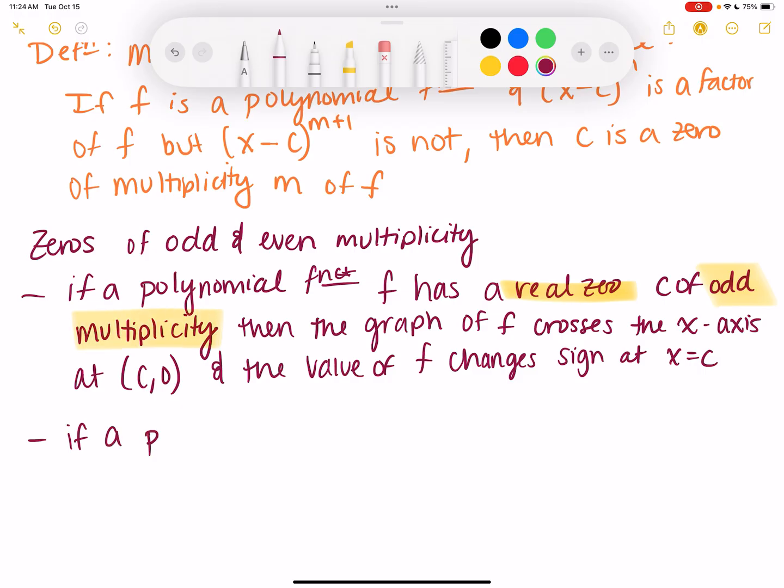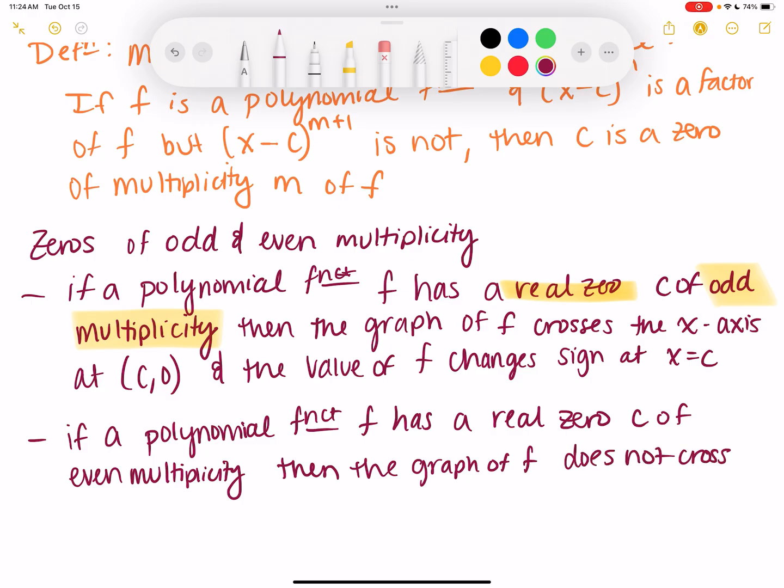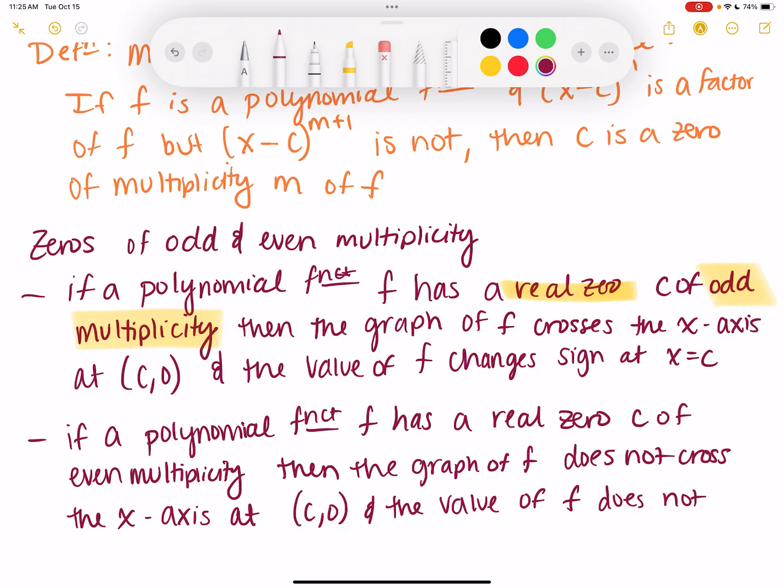If a polynomial function f has a real zero c of even multiplicity, then the graph of f does not cross the x-axis at c, 0, and the value of f does not change sign at x equals c.